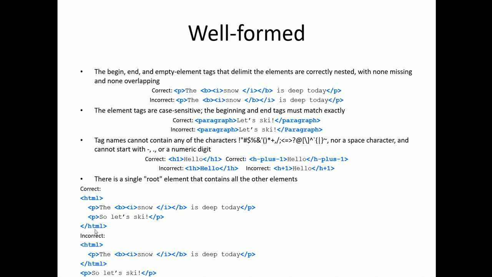There's a single root element that contains all of the other elements. In this case, HTML is the root element, and it contains all of the other elements. Here we have a malformed example because we have our HTML root tag, which terminates, and then another new element that starts outside of the terminated root element. So these are malformed.